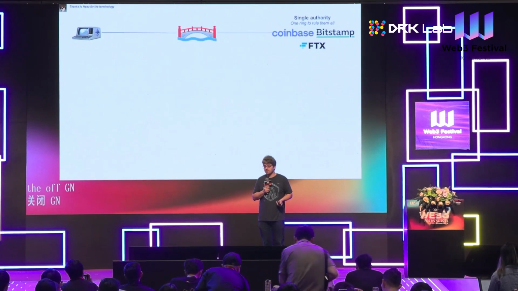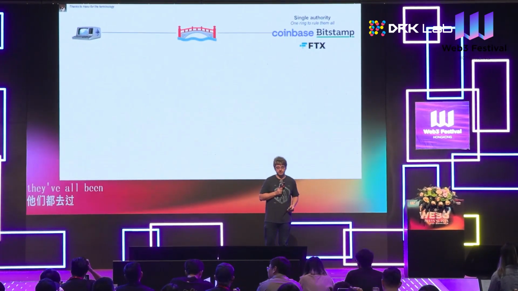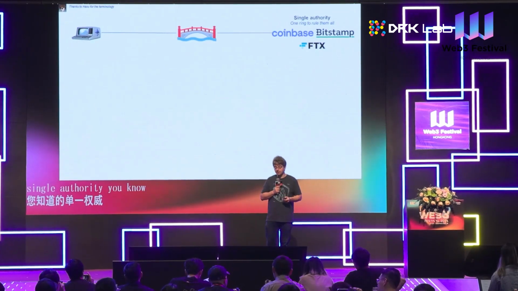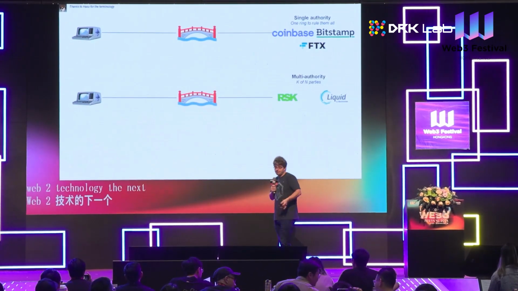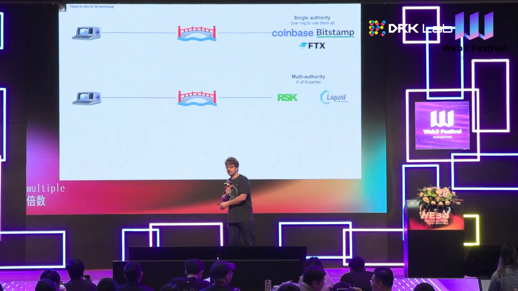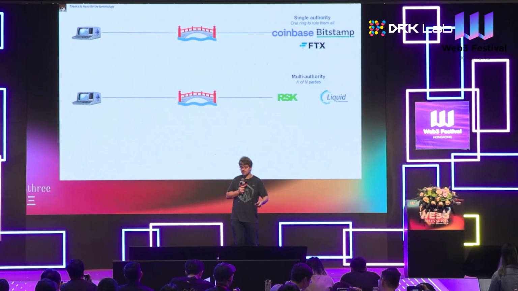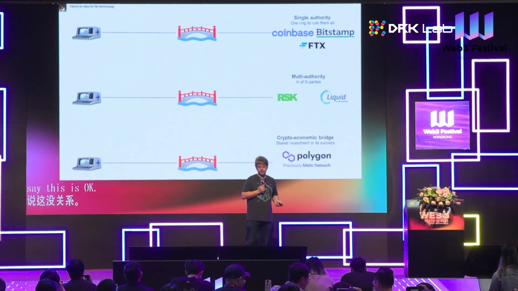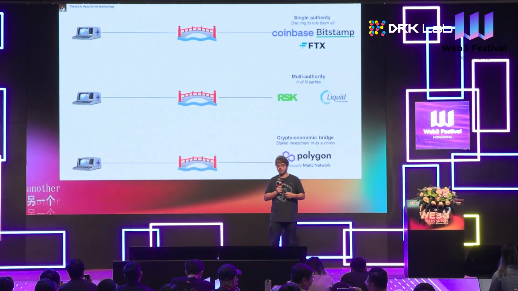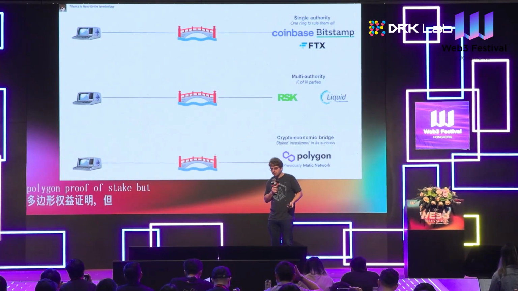So for most systems today, they've all been built using a single authority, typical Web 2 technology. The next evolution of that, you could say, well, let's build a system where we trust multiple authorities, K out of N. And as long as 2 out of 3 authorities say this is okay, then the funds can be sent. And another approach was these crypto-economic bridges, like Polygon proof of stake. But when you look at the crypto-economic bridges, they're basically just multi-sigs under the hood.